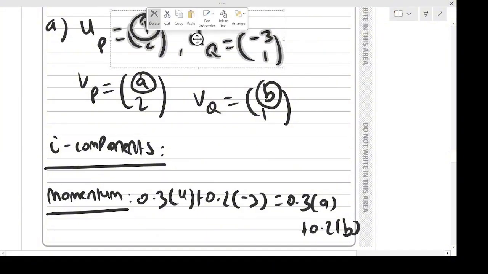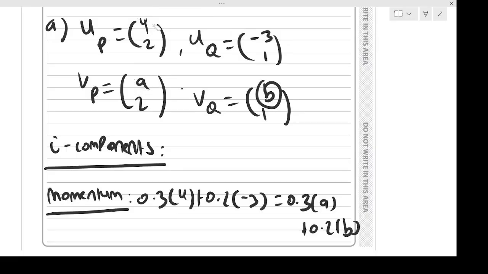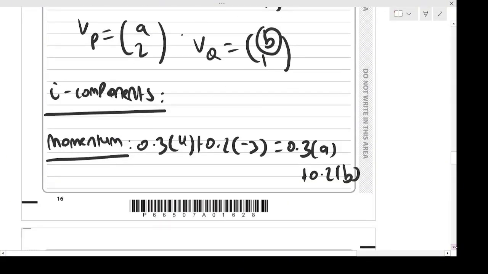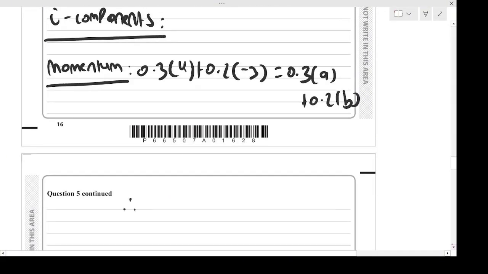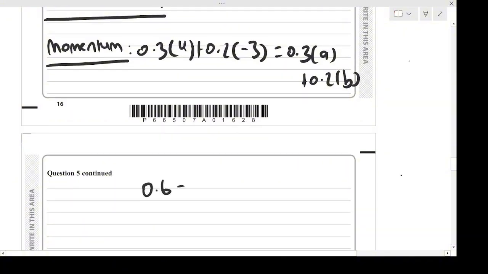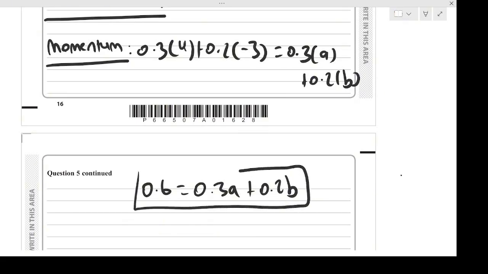Okay. So if I simplify this, I'm going to get 0.6 is going to be 0.3a add 0.2b, and so I get this equation here.